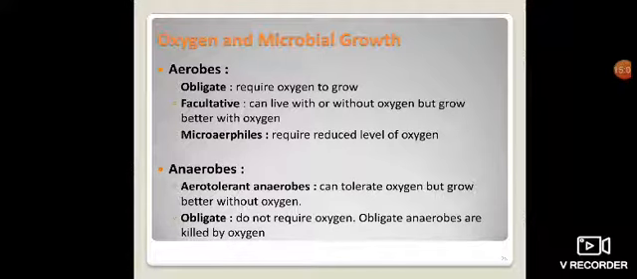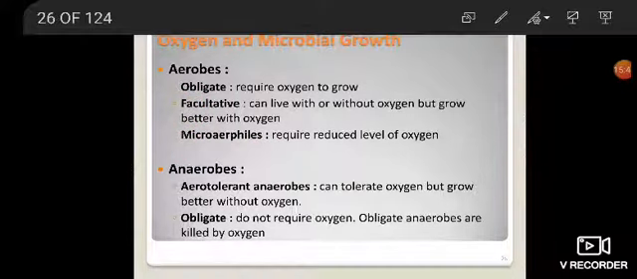Now they are divided into two basic types. In the first description we discussed all the different classes. Now they are divided into two types: the first one is aerobes, and the second one is anaerobes. Aerobes: first is obligate, means requires oxygen for growth. Second is facultative, means can live with or without oxygen but grows better with oxygen. And third is microaerophilic, which requires a reduced oxygen level. So these are the three categories belonging to aerobes: obligate, facultative, and microaerophiles.